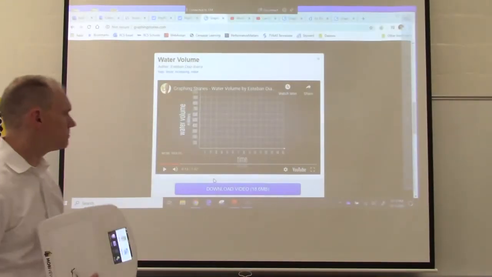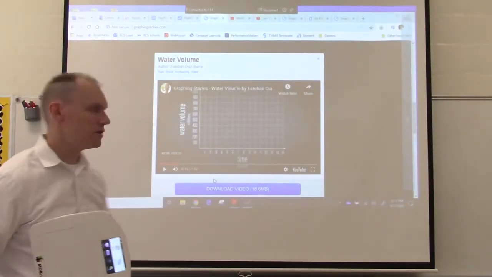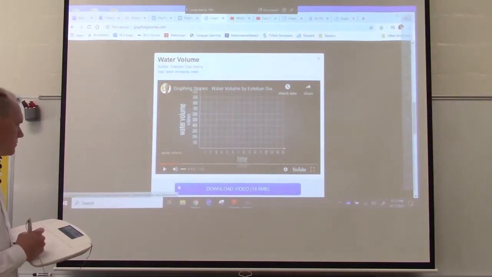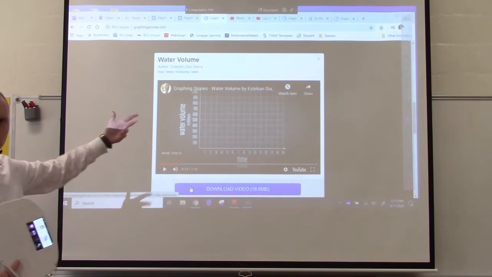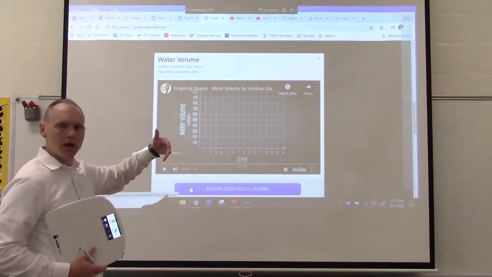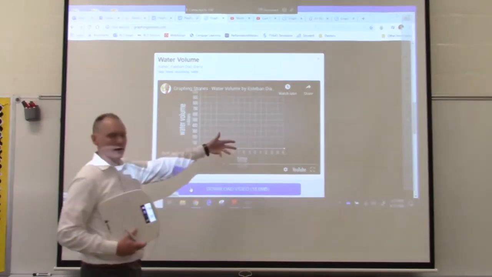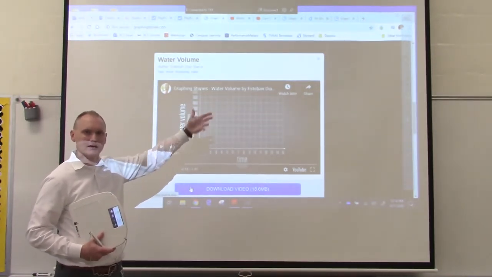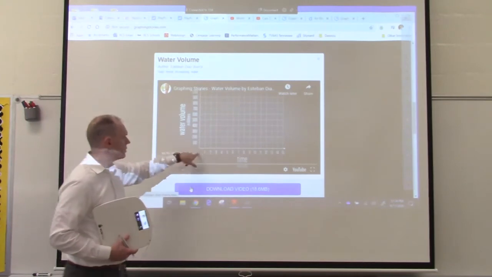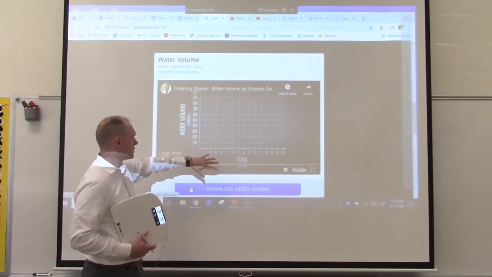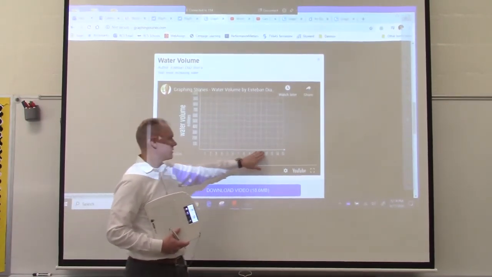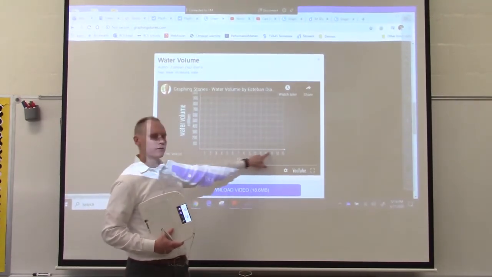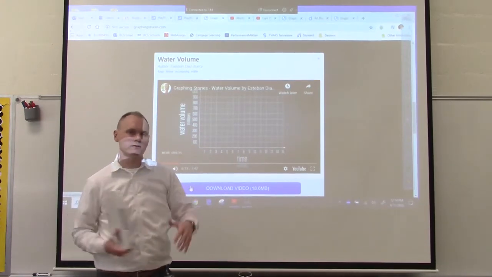The first one you may have seen before, so let's take a look. This is called graphing stories, and basically what we do here is we have a graph, and then from there we can try to graph what we're seeing as it takes place. So if we look at our scale here and our units, along this axis we have time in seconds, and it goes from 0 to 15. So we're looking at what happens over those 15 seconds.